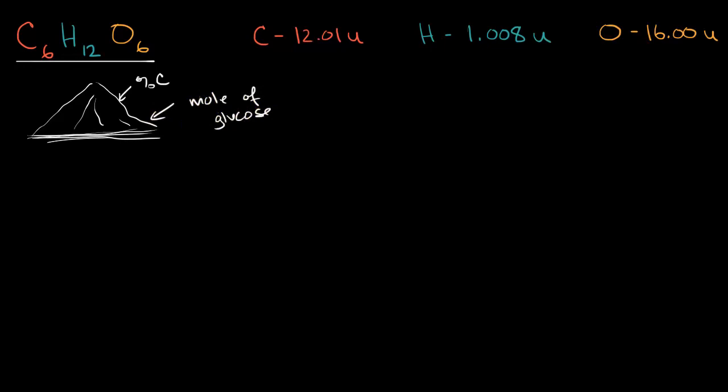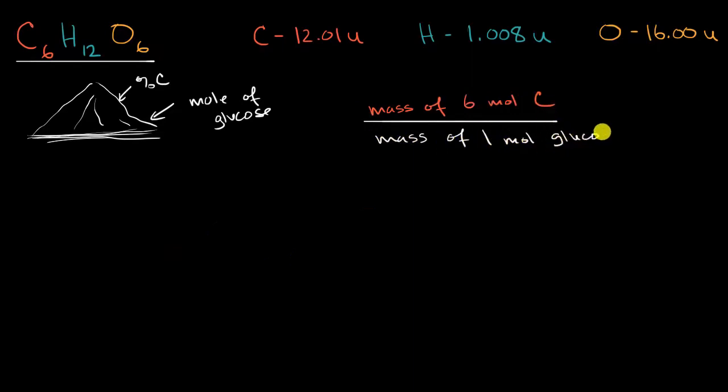So one way we could think about it is, we could say, okay, for every mole of glucose, we have 6 moles of carbon because every glucose molecule has 6 carbon atoms. So we could say, what is going to be the mass of 6 moles of carbon divided by the mass of 1 mole of glucose? And once again, the reason why it's 6 moles of carbon divided by 1 mole of glucose is because if we assume this is a mole of glucose, every molecule of glucose has 6 carbons. So it's going to be 6 times as many carbon atoms, or 6 moles of carbon.